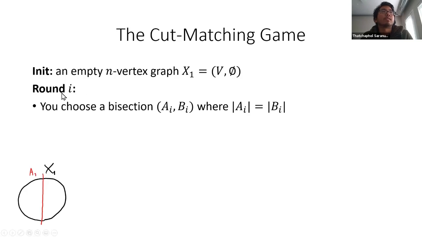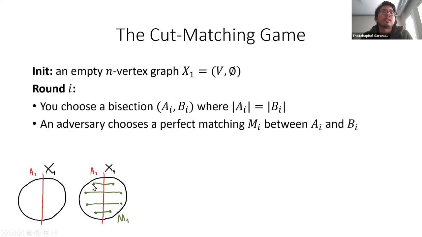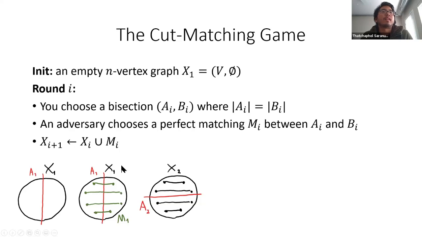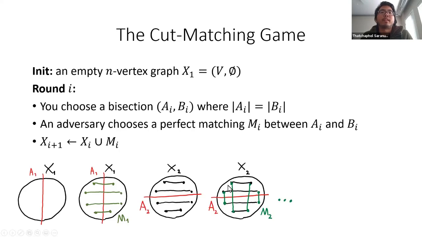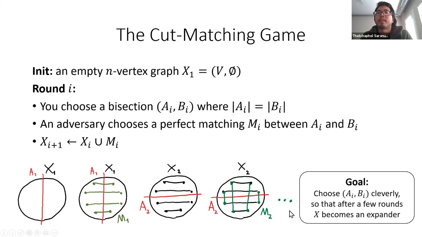There would be several rounds. In each round, you need to choose a bisection A and B. And then there is an adversary that chooses some perfect matching crossing this bisection. And you add this matching into the graph. And then choose the next bisection. Then the adversary adds another matching, which can be adversarial. The goal of this game is that you need to choose these bisections cleverly so that after just a few rounds, X becomes an expander. So the union of these matchings induces an expander. But note that these matchings are adversarial, right?